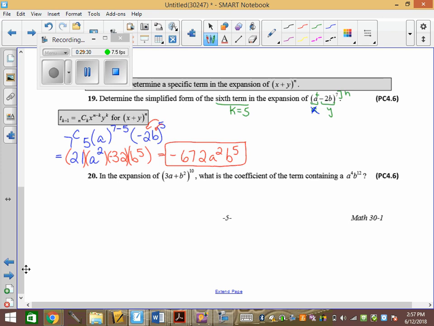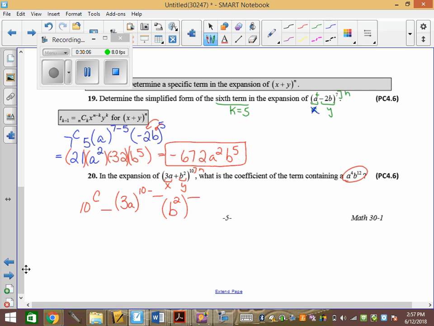Okay, this one. In the expansion of (3a + b squared) to the 10, 3a is x, b squared is y, to the 10 is n. What is the coefficient of the term containing a^4 b^12? So do we know what term we're looking for? No. When we don't know what term we're looking for, we don't know what k is. So we leave blanks for k. We're going to do 10c blank, 3a to the 10 minus blank, b squared to the blank.